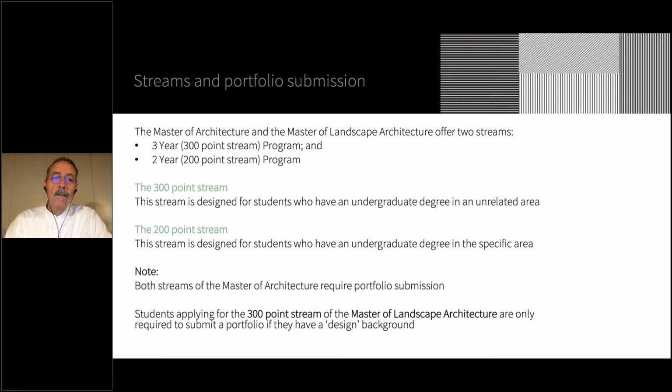Both streams for the Master of Architecture require portfolio submission. However, the submissions are different because we acknowledge the difference between having an undergraduate degree from an architectural program and having an undergraduate degree that may have nothing to do with architecture whatsoever. And you'll note that students applying for the 300-point stream of the Master of Landscape Architecture are only required to submit a portfolio if they have a design background.